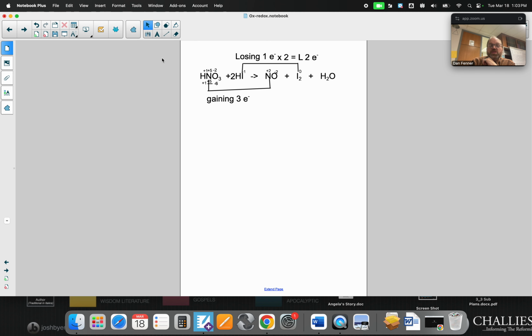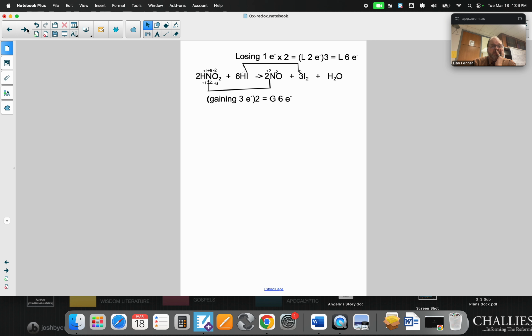The least common multiple of 2 and 3 is 6. So I'm going to multiply the bottom one by 2, and the top one by 3. So where it touches, I'm going to put 2s. So I'm going to put a 2 there, and a 2 there. Where it touches on the iodines, I'm going to put 3. So put a 3 and a 6. Now I balance by inspection.